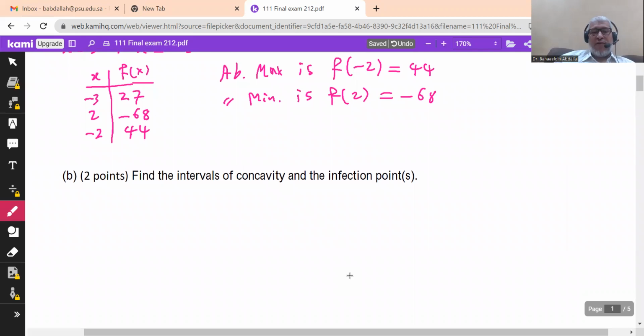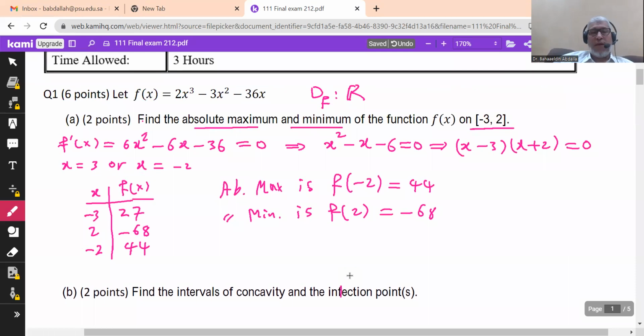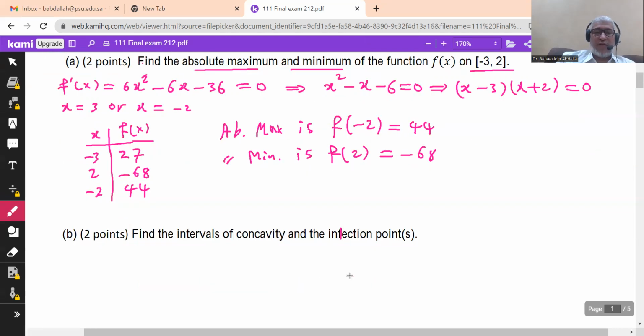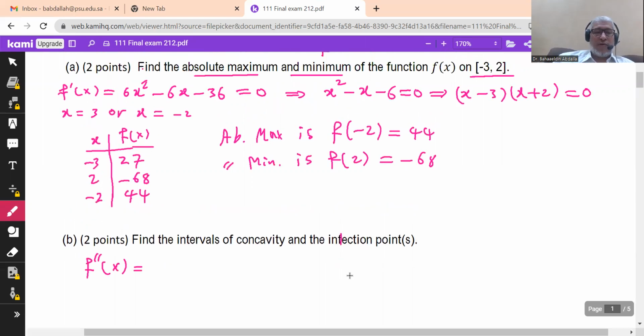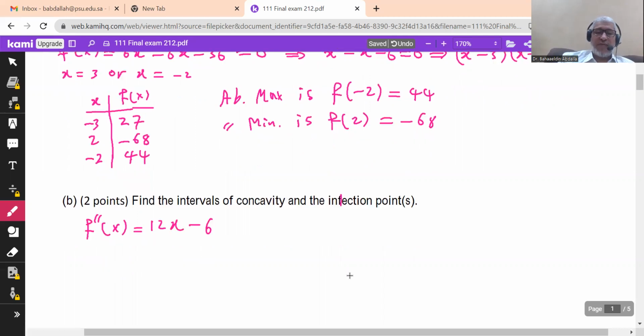Find the intervals of concavity and the inflection points of the function. Well, this is f of x, the same function, a question about the same function. To find intervals of concavity and inflection points, we need to find f double prime, the second derivative of the function. We found the first derivative here, so let us find the second derivative. 2 times 6, 12. 12x minus 6, that's the second derivative.